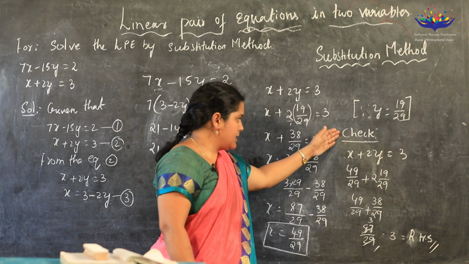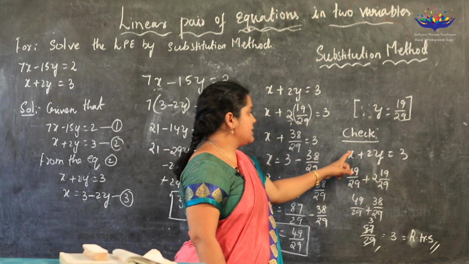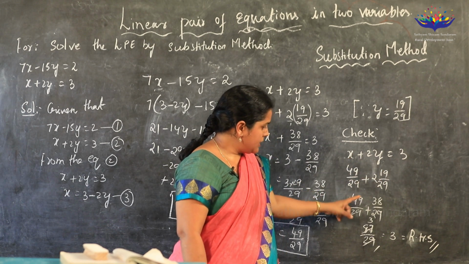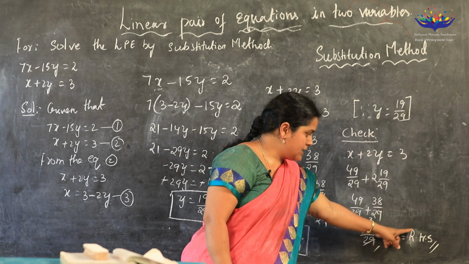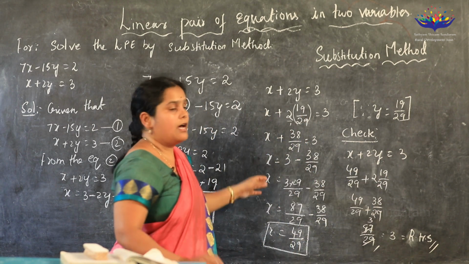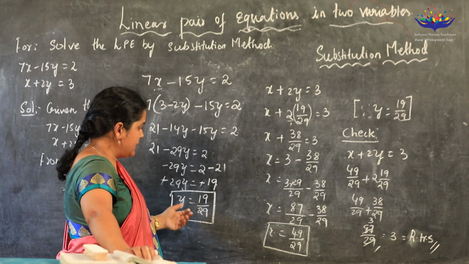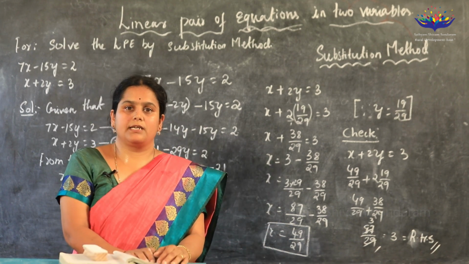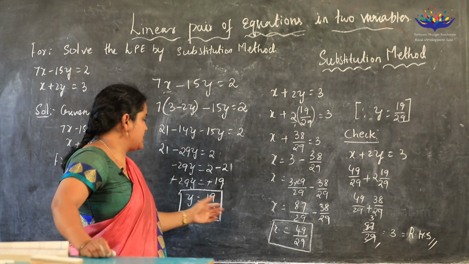We checked here and applied x and y in the second equation, that is x plus 2y is equal to 3. After substituting the values, we got the answer as 3, that is equal to RHS. So our answers are correct. The solution for x and y is: x is 49 by 29 and y is 19 by 29.